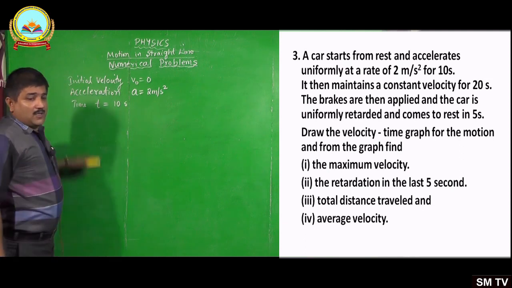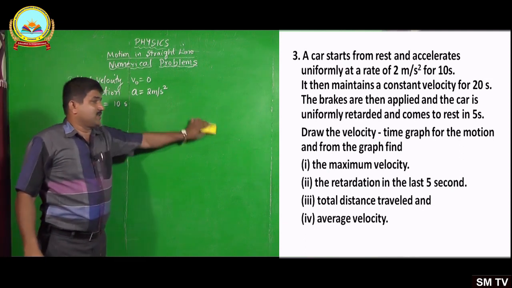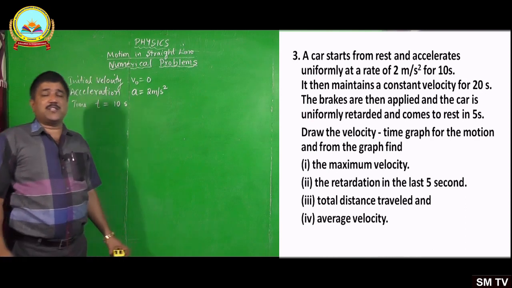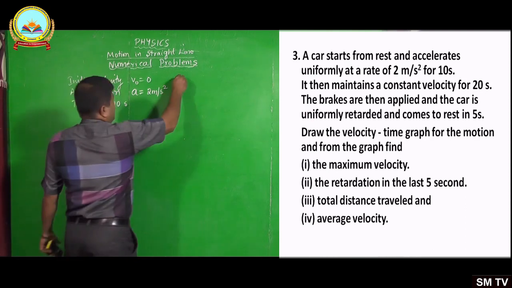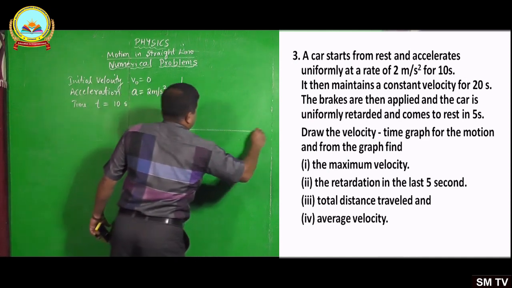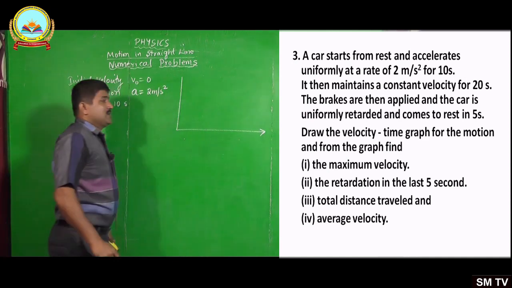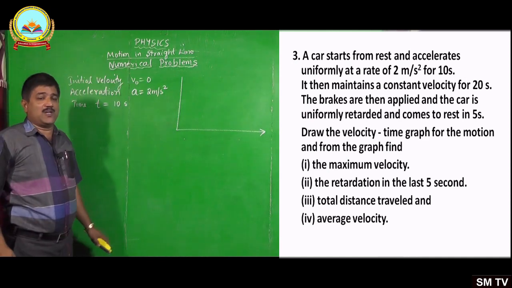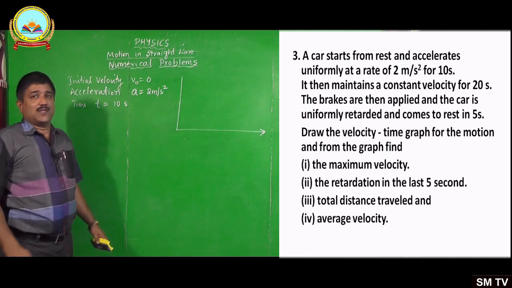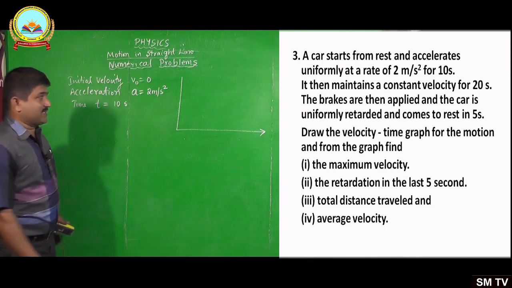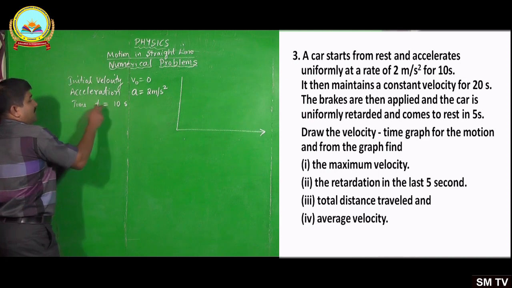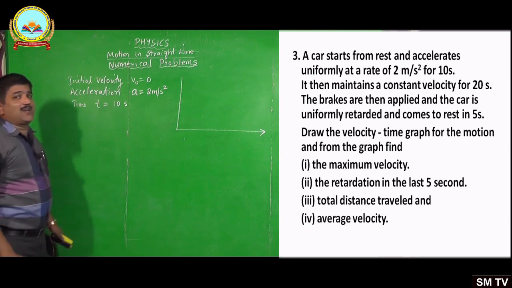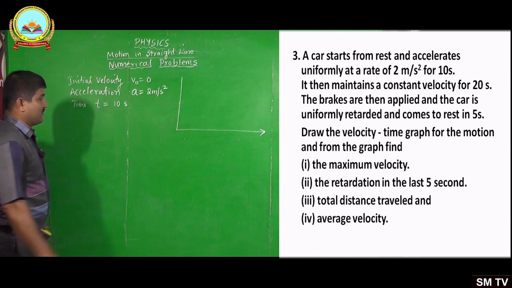Next, we have to find out maximum velocity. To plot the velocity time graph, we have to find out the maximum velocity to which the car reaches. Firstly, we have to find out the final velocity, that is, at the end of 10 seconds, what is its velocity. So in a time of 10 seconds, what velocity the car gains, we have to find out.